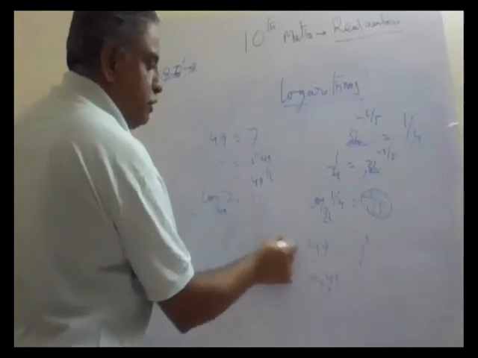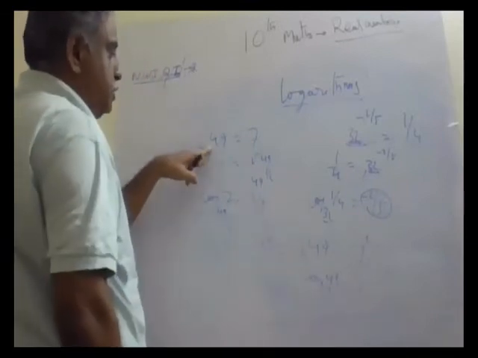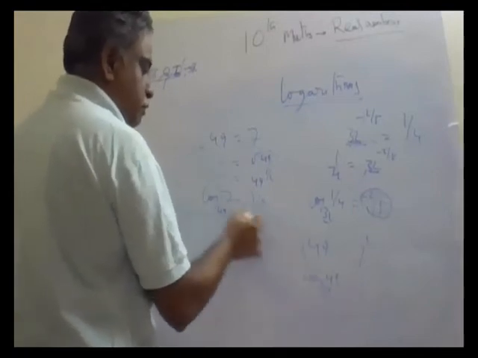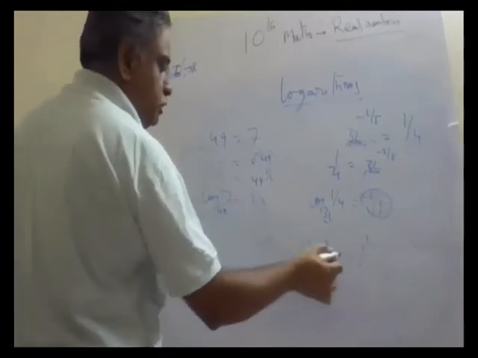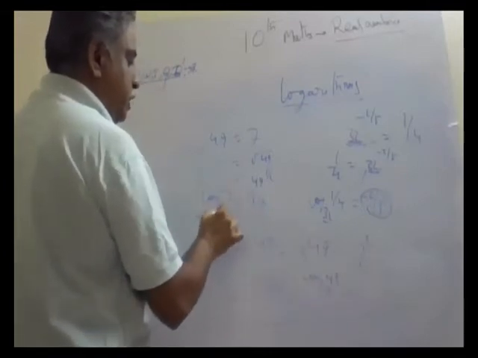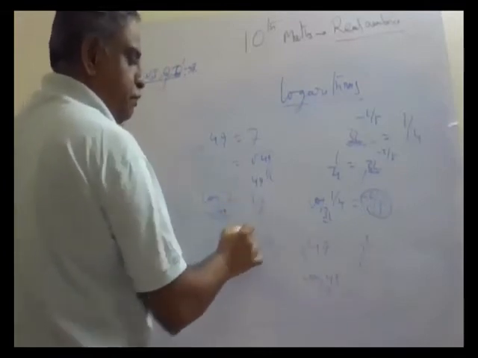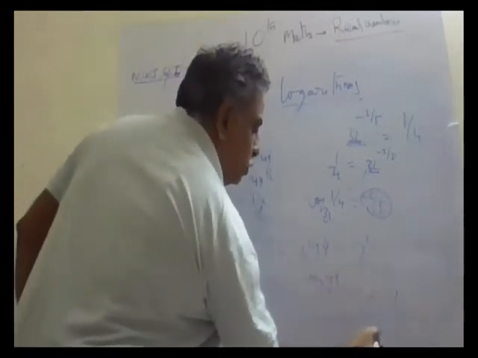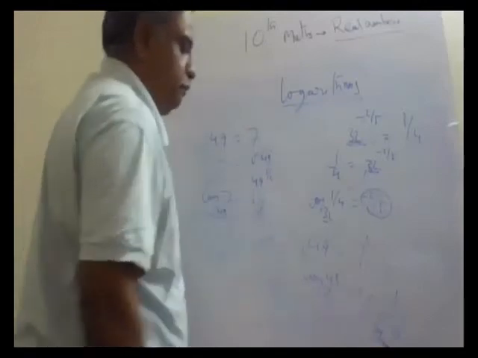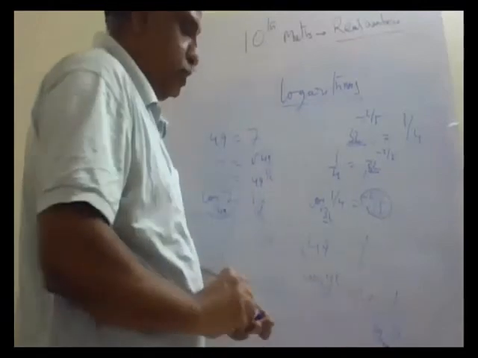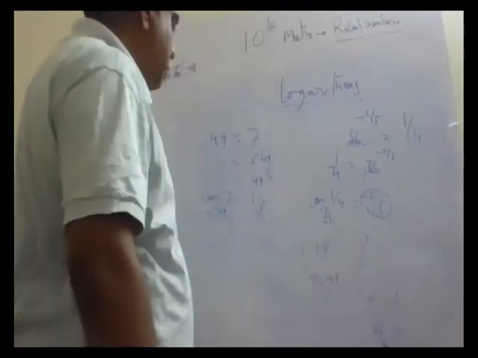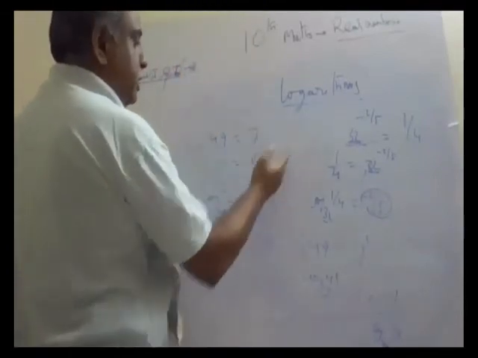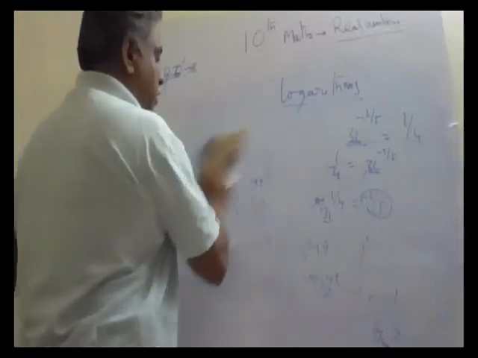Both are different when writing into logarithmic form. But the values are reversed: log 7 to base 49 is 1 by 2, and log 49 to base 7 is 2. In fact, this is equal to 1 by log 7 to base 49, that is 1 by 2. This rule we will see later. But both are written differently. So you have to take the exponent to the other side and the main to this side and write the logarithm.